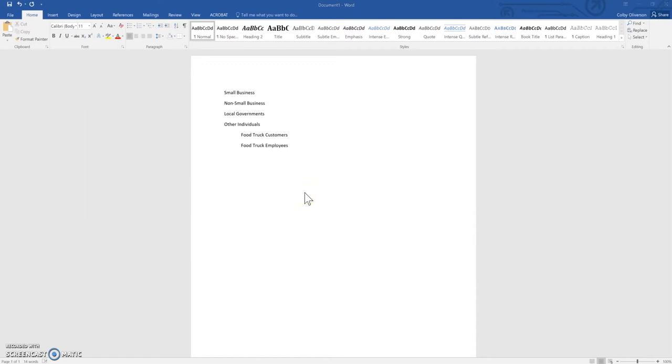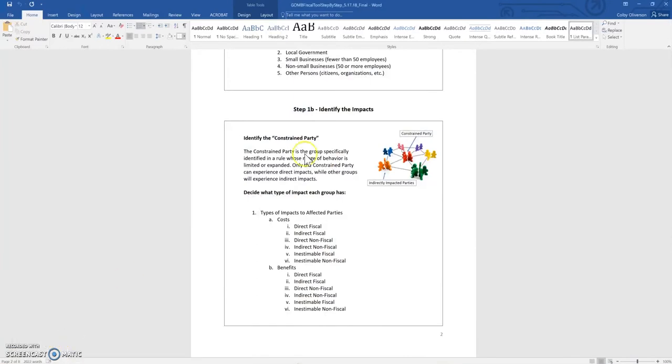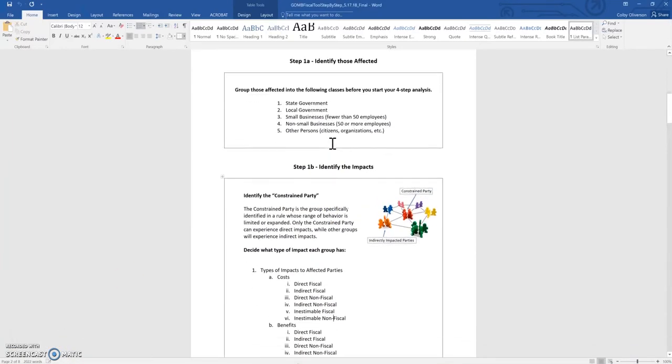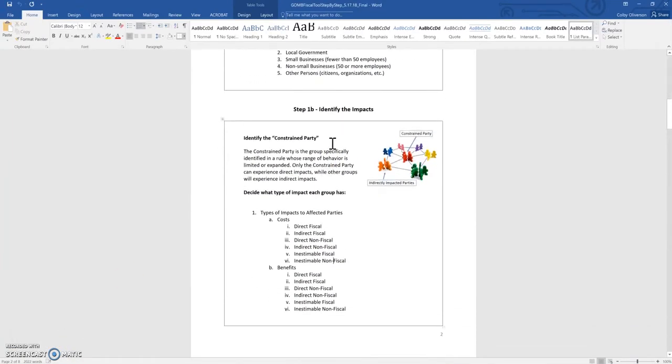Okay, so now we have finished this part of the analysis, step 1A. Let's move to step 1B. I'll go back to our step-by-step guide here, and we'll move to step 1B, which is to identify the impacts.